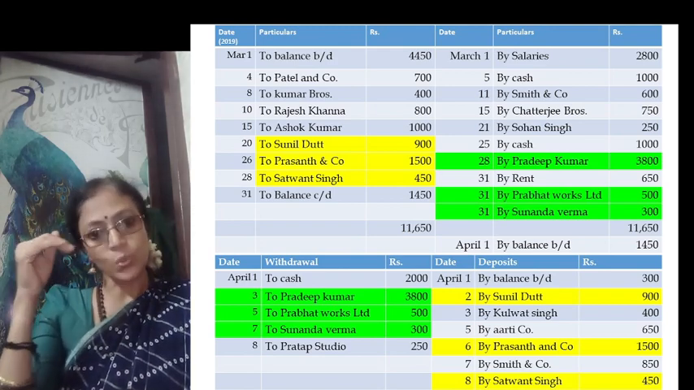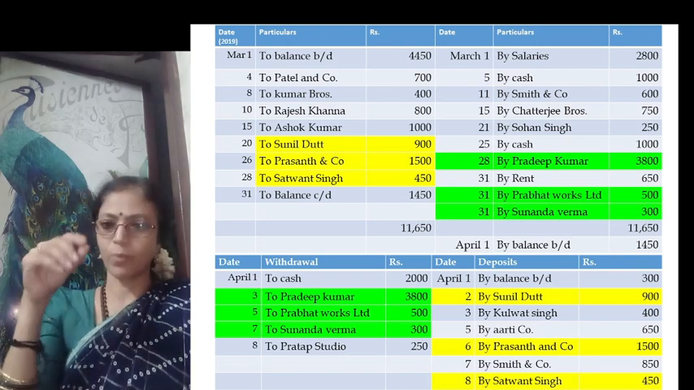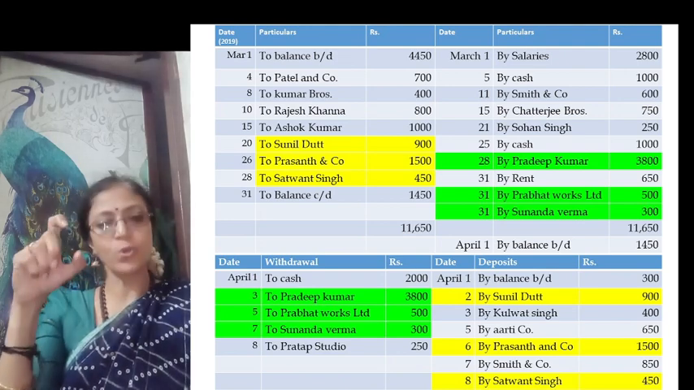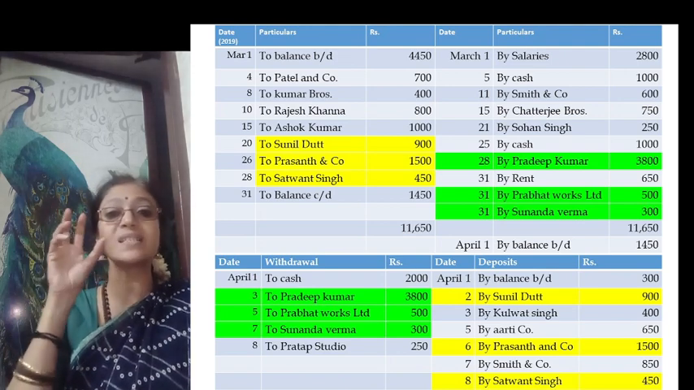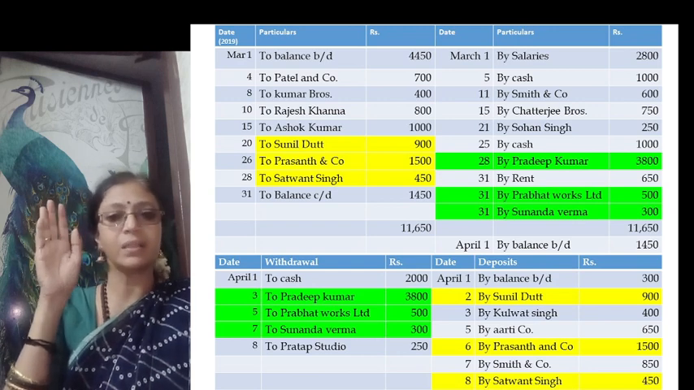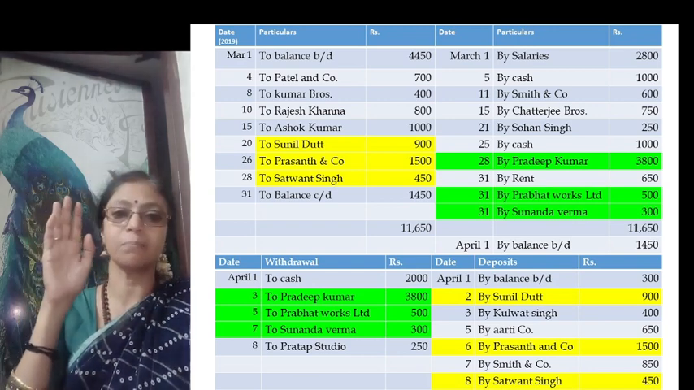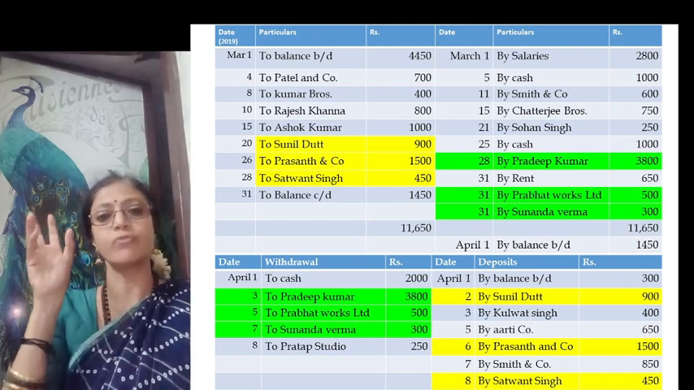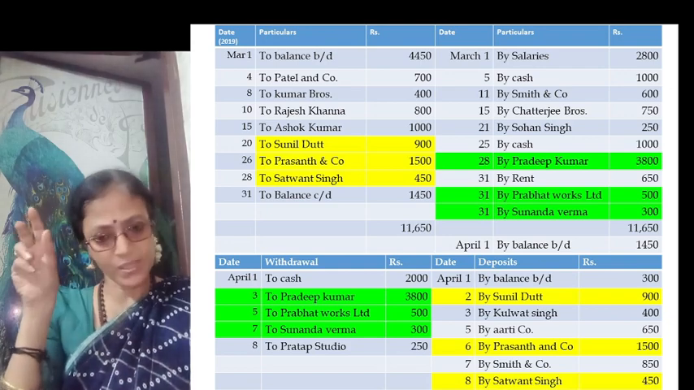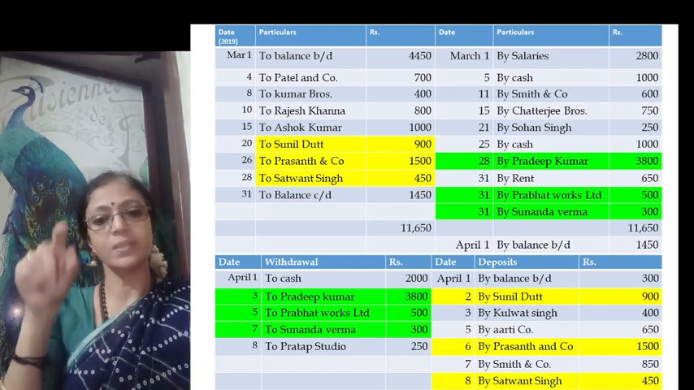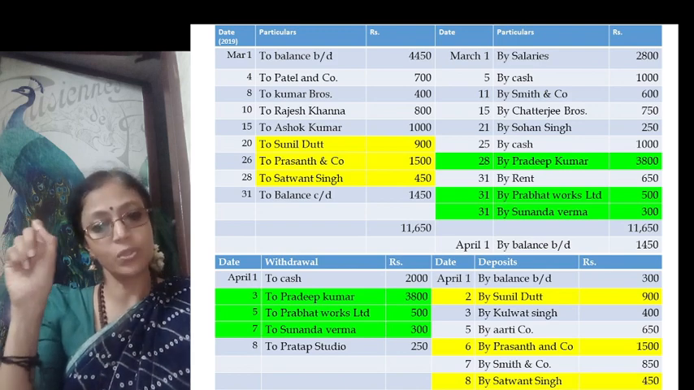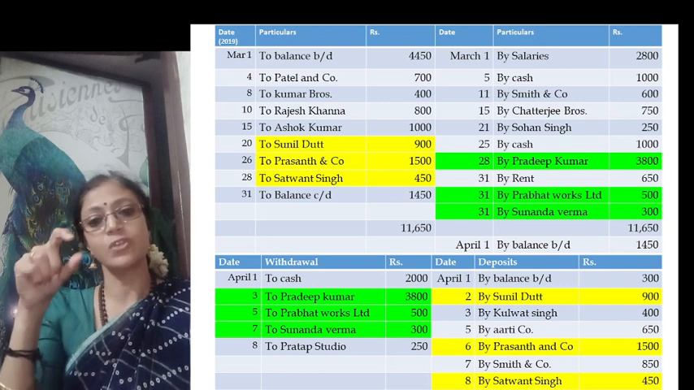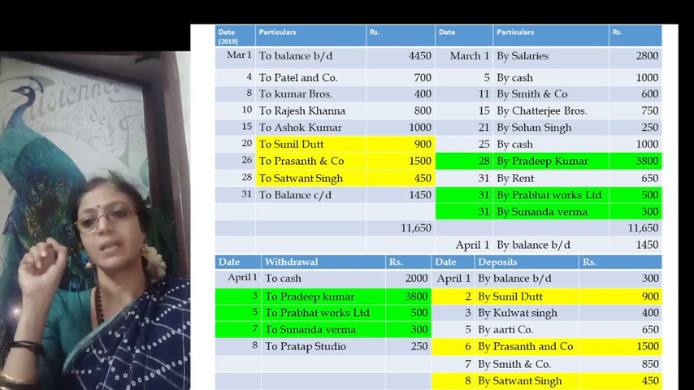If you take a closer look at the previous problem and this problem, there's a small difference. The previous problem had both the cash book and the passbook pertaining to the same period of time. The cash book was for the period ending March 31st, 2019, and the passbook details were also for the month of March 2019. Whereas in this problem, the cash book transactions pertain to the month of March 2019, and the passbook transactions pertain to the first week of April 2019.